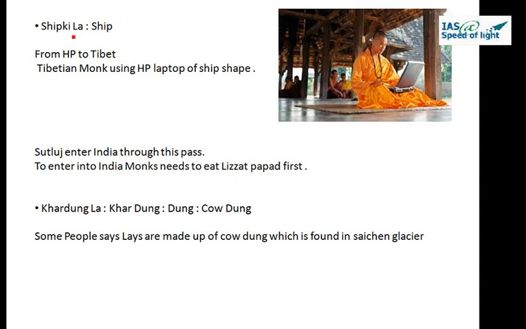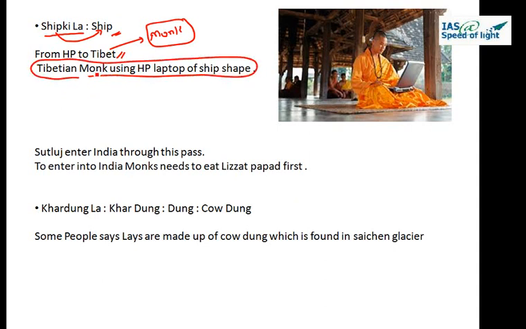Then coming to the next pass, which is Shipkila Pass. Ship Ki becomes ship. It connects Himachal Pradesh to Tibet. For Tibet, we already have a picture of monks. It is a place of Buddhist monks. So our picture for Tibet is a monk. So a Tibetan monk using an HP laptop of ship shape. So Tibet, using an HP laptop, which is Himachal Pradesh, of ship shape. So it connects Himachal Pradesh to Tibet.